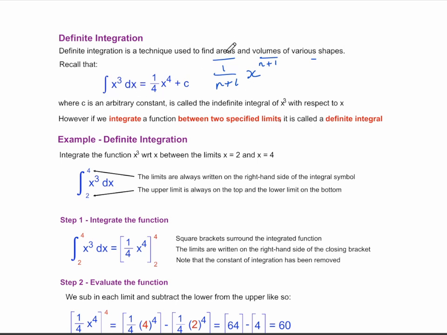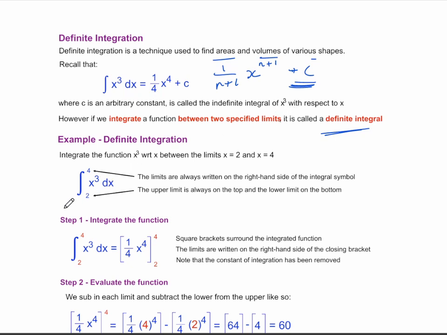So if n was 3, then we have 1 over 4 times x power 4. Then obviously we have our constant c, so plus c. If we integrate a function, however, with specific limits, so like this right here, we have an upper limit and a lower limit, then it is called a definite integral. And you do not have this c right here because it will cancel out. I'll show you exactly where that happens.